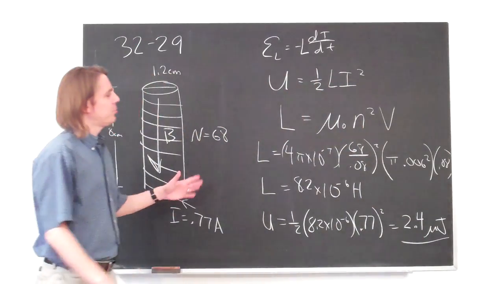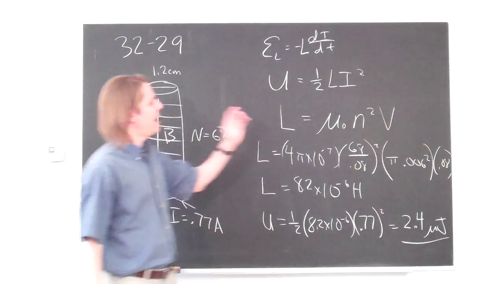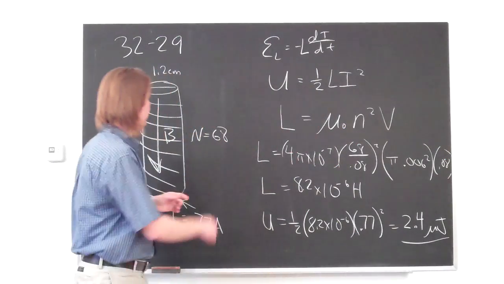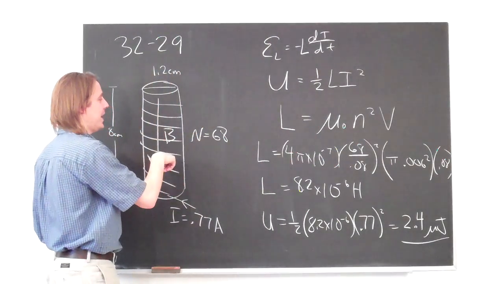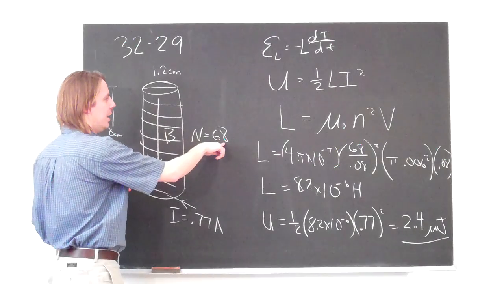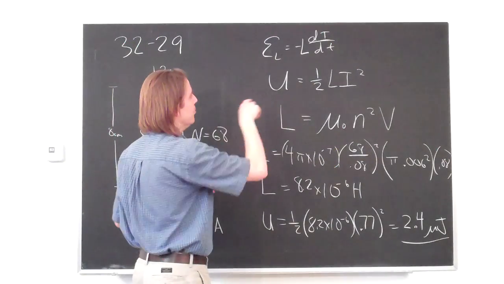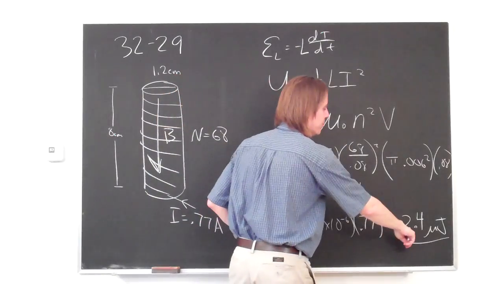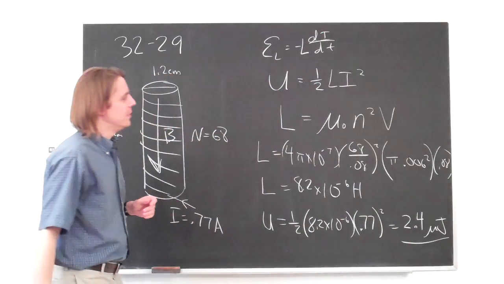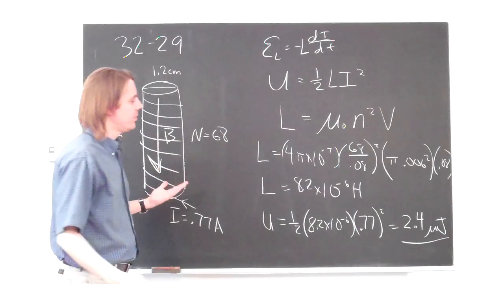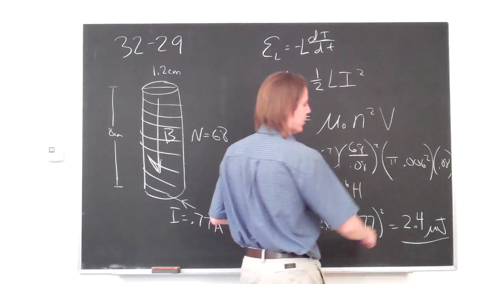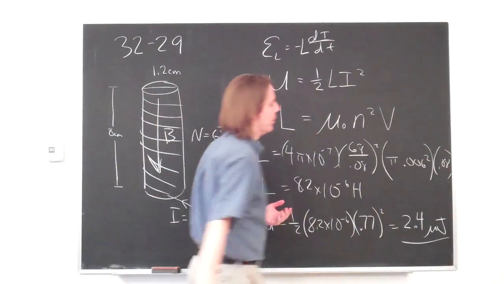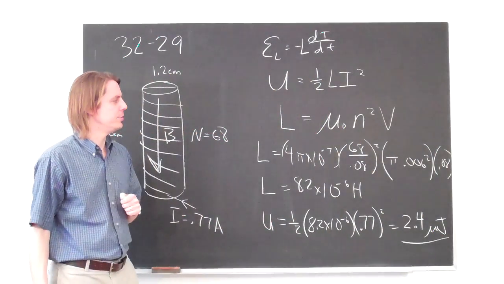So keep in mind when you're doing these problems that you can have capital N's and little n's. Remember, little n is the number of turns per unit length. Capital N is the total number of turns. And then there's big U and little u. Big U is the total energy. This was a big U. We calculated a big U. Whereas little u means the energy per unit volume. So if we wanted to calculate little u here, we would just take our microjoules and divide by the volume. But we were asked for the total energy, so we did big U.